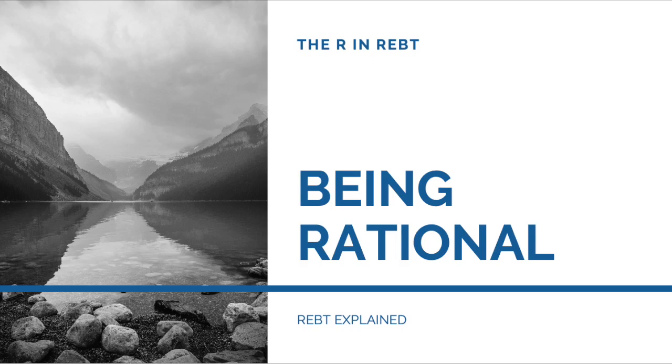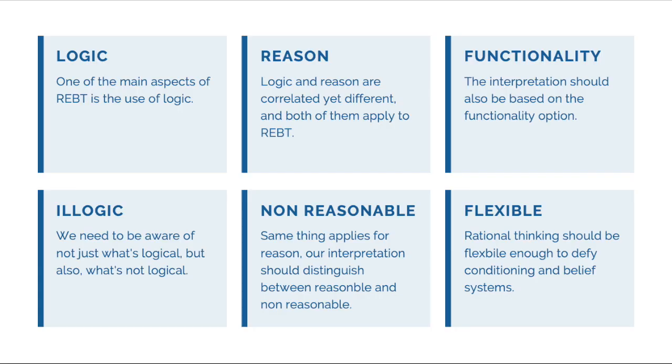In this lecture, we're going to be explaining the R in REBT, being rational. For us to explain and understand rational emotive behavior therapy more, we need to understand the first component of this model, which is being rational. We're going to talk about 6 different ideas: logic, reason, functionality, illogic, non-reasonable, and flexible.